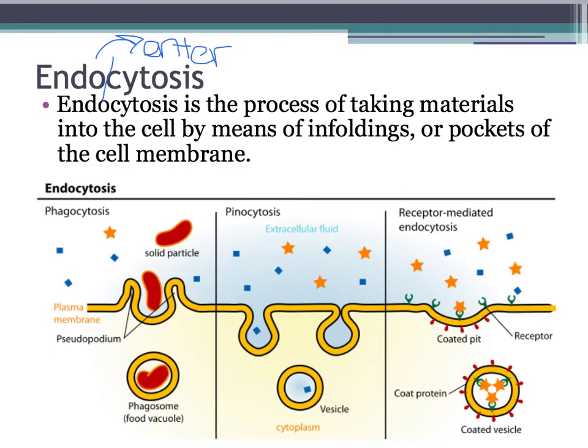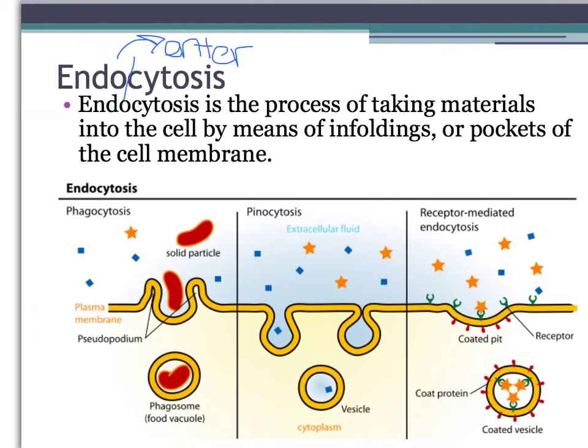So when we look at this diagram right here, this is endocytosis. What happens is there is some type of solid particle on the outside. It gets close to the plasma membrane, and the membrane is actually going to surround it. Then it is able to seal itself off and come into the cell. So we get a vacuole where that solid particle now is.